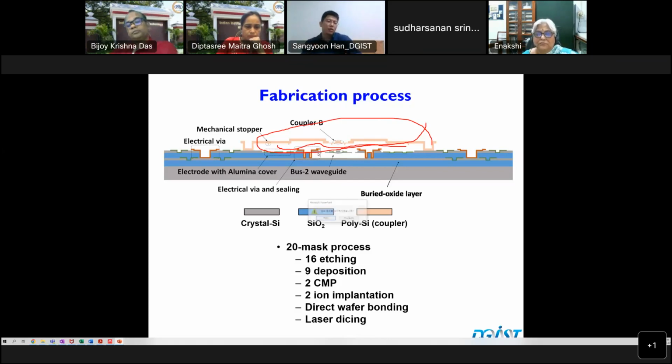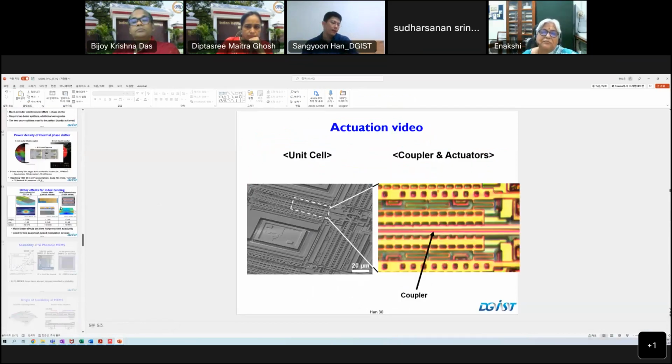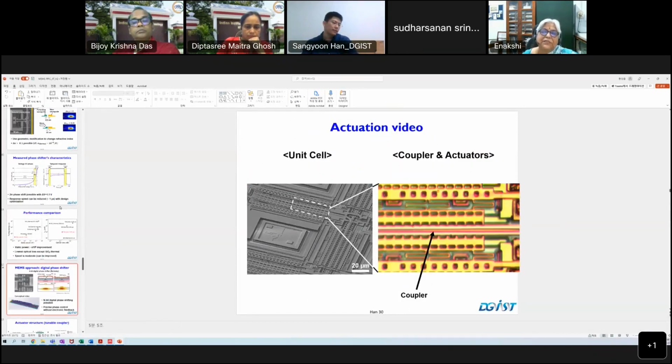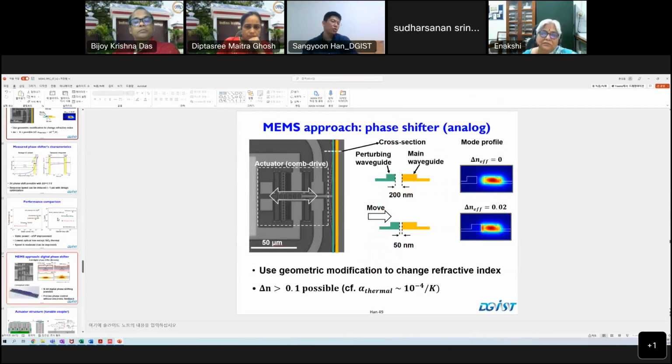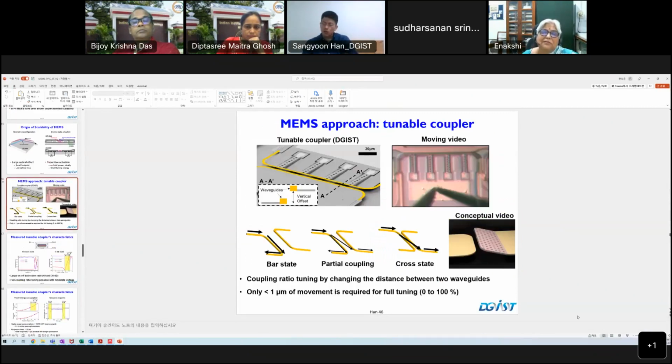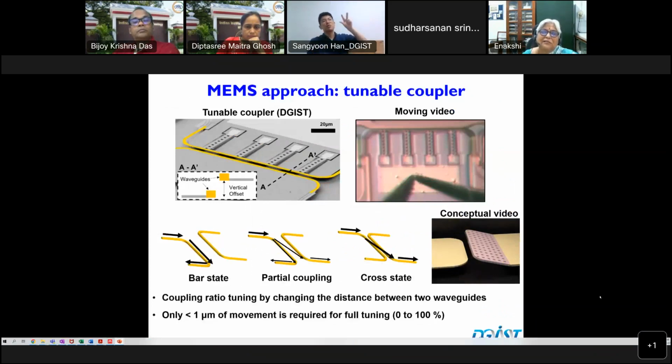And the simple case is the phase shifter, maybe. Right, the phase shifter and this tunable coupler. Yes, exactly. This is just a 3-step process on an SOI wafer. You just do a 3-step silicon etch to make your waveguide and actuator, and then you put it into the HF vapor machine, and then it's done.